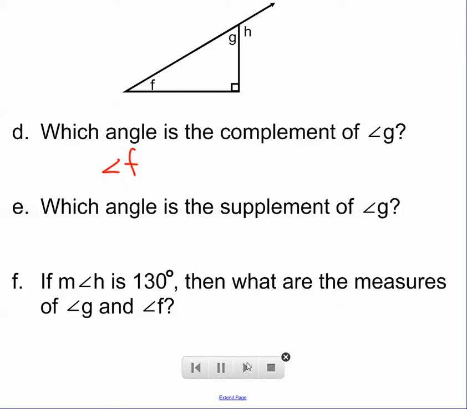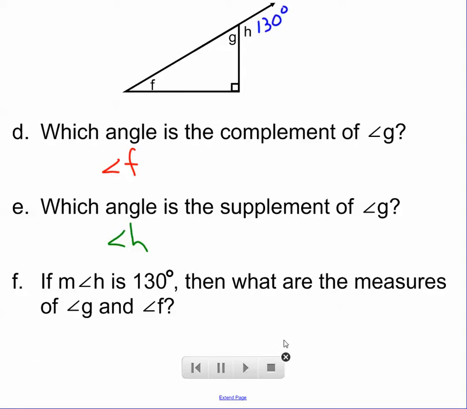Which angle is the supplement of angle G? In other words, when added to angle G, it'll give us 180 degrees. That is angle H. It's a linear pair again. So angle H is a supplement of angle G. They are supplementary angles. And if the measure of angle H is 130 degrees, then what are the measures of G and F? H is 130.